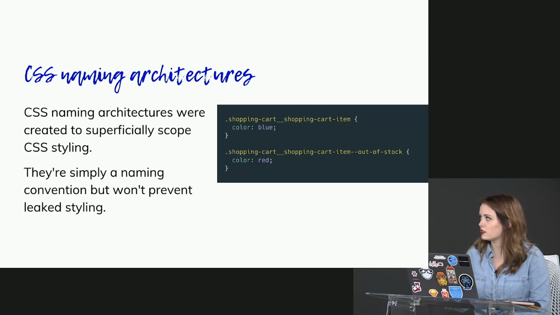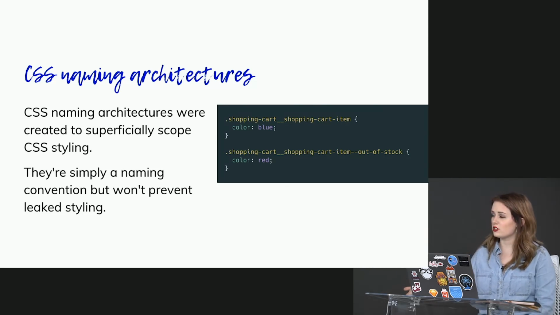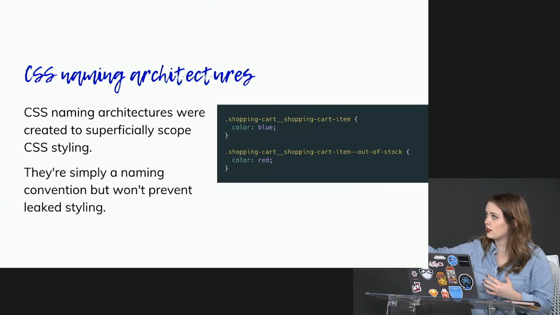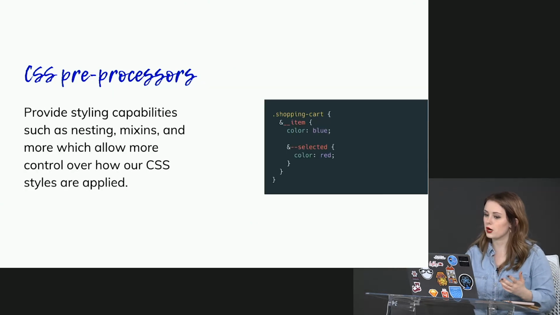So technically, if this is styling all of these shopping cart items, maybe their color is going to be red. Maybe there's a style somewhere else that's actually influencing, maybe it's actually styling this list item, and we don't know where that's coming from. So that's problematic. And this is where preprocessors came in.